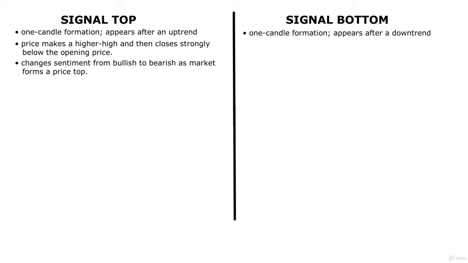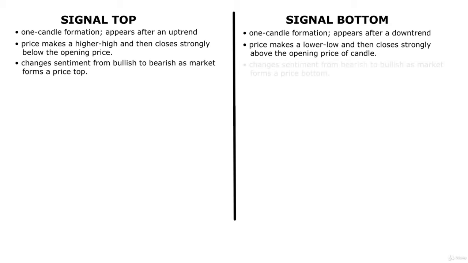On the other side, as the name suggests, a signal bottom candle appears after a clear downtrend in price. Then the candle posts a lower low when compared to the previous candle, and by the end of the session it closes well above the opening price of the candle. A signal bottom is a sign of buyers taking control of the market by the end of the session and is a strong indicator of bullish sentiment entering the markets.